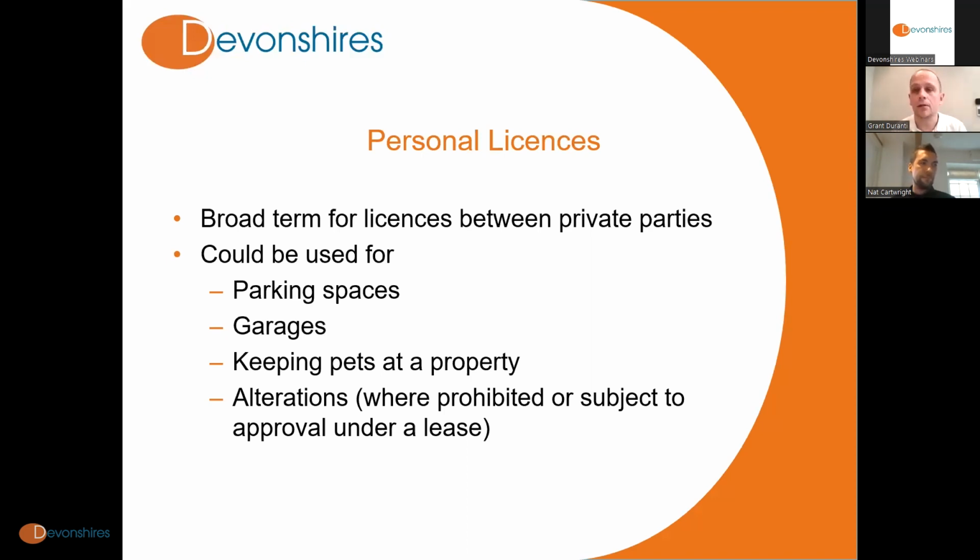Similarly, a landlord could grant a license to keep a pet at a property if the lease doesn't allow pets, or the lease, for example, says that the pets can only be there if the landlord has given specific consent. Then that consent could be in the form of a license. Similarly, in terms of leases, leases often prohibit alterations, either entirely or without the landlord's approval, and if that is the case, then that approval or permission can often come in the form of a license.